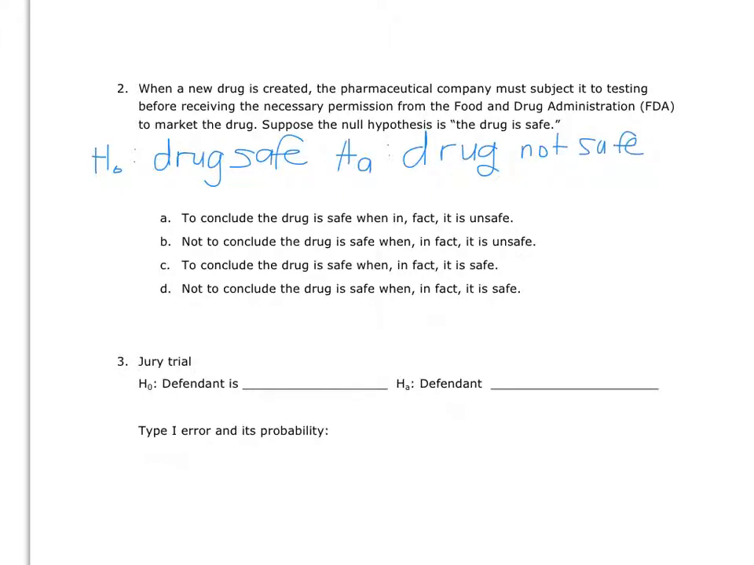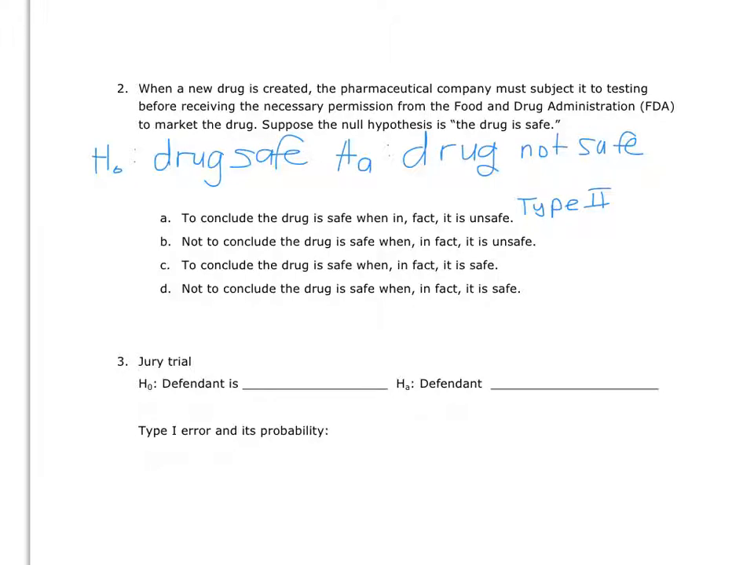Let's go through each of these statements and determine if they're correct or if they are an error and which one. So A says to conclude the drug is safe when in fact it is unsafe. Okay, so to conclude the drug is safe is to not reject the null hypothesis, but it actually is unsafe. So we are making an error there. And so the error is we're not rejecting a false null hypothesis. So that is type 2.